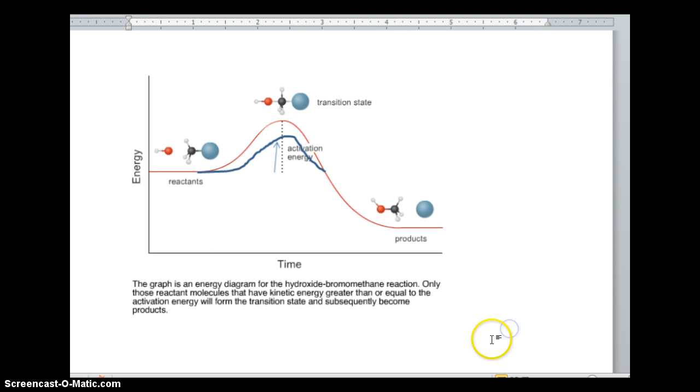So if we add a little bit of a note to that one, so the catalyst is the blue line, so less energy is needed for the reaction to occur, or a lower activation energy as shown by the blue arrow.